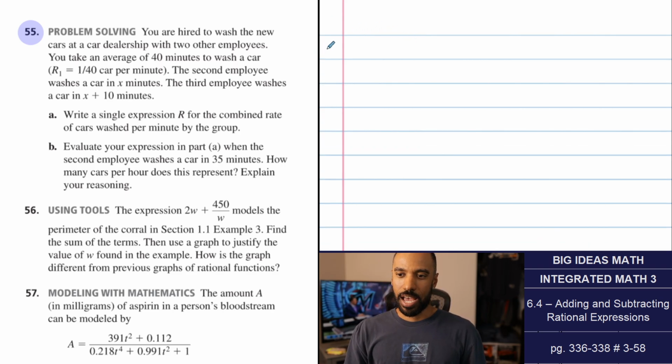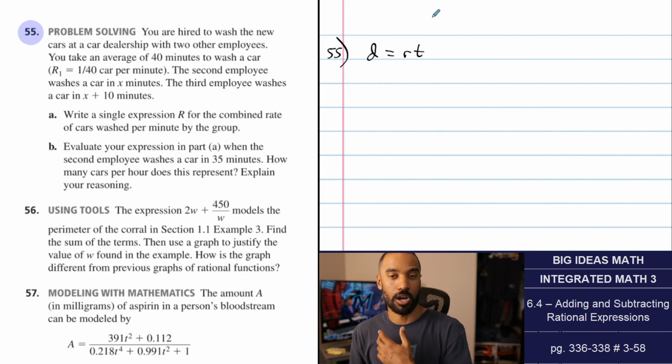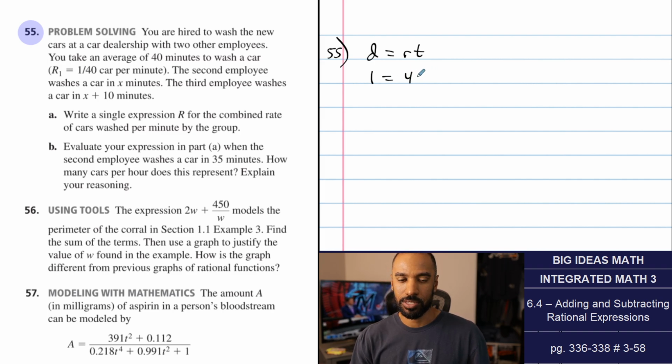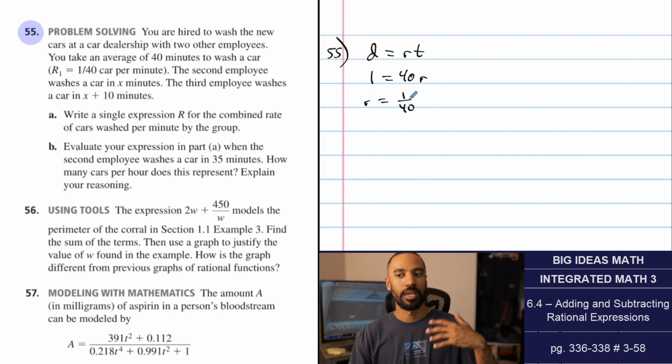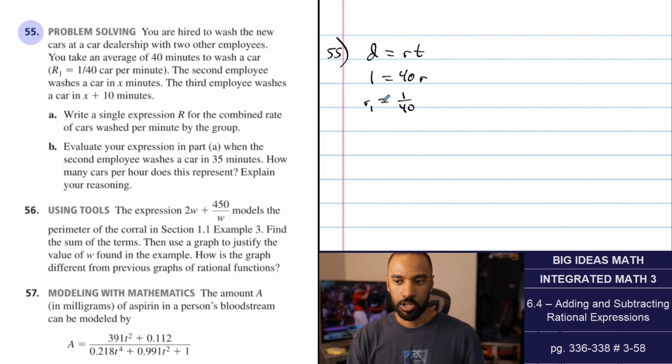Distance equals rate times time is involved here. The difference is distance is not how much you travel. It's how much of a car, washing a car. We're going to wash 1 car in 40 minutes, an average of 40 minutes, in 40 minutes times your rate. So your rate is 1/40. That's where that comes from. That's you, R sub 1, if you will.